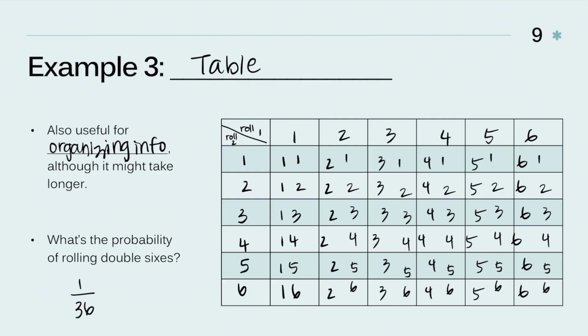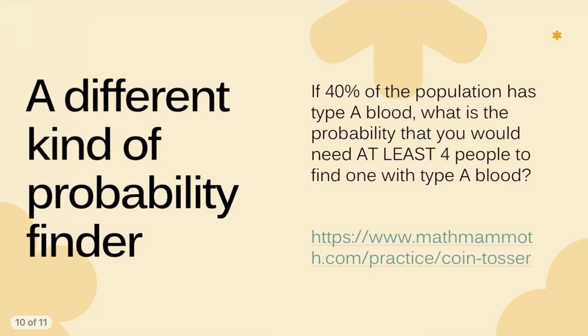If I was to say what's the probability of rolling a 1 and a 3 in either order, that would be 2 out of 36 because that happens twice if we're not caring about the order. But if you care about the order, then it would only happen once. So the table is basically like the list, just a little bit more organized, but it's really hard to do if you have more than 2 things happening at the same time.